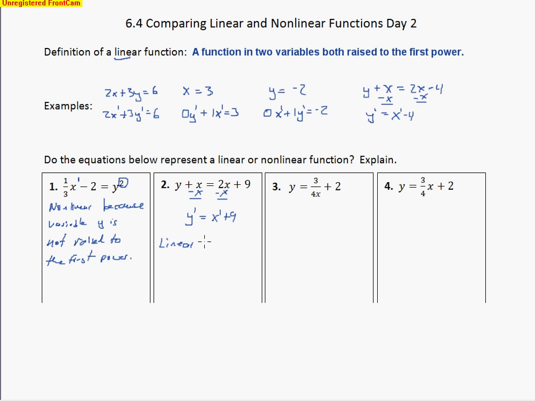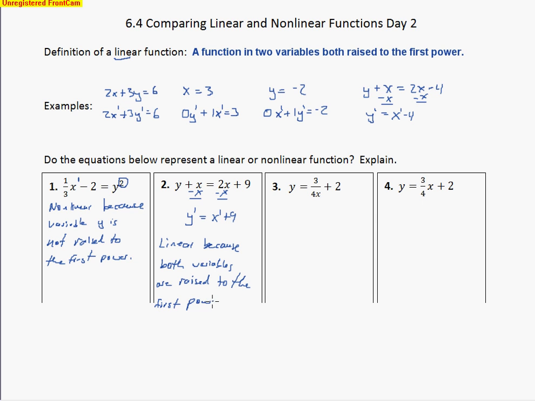So linear because both variables are raised to the first power.